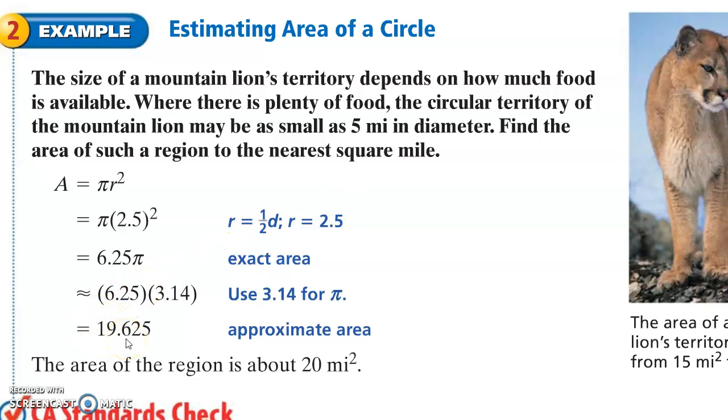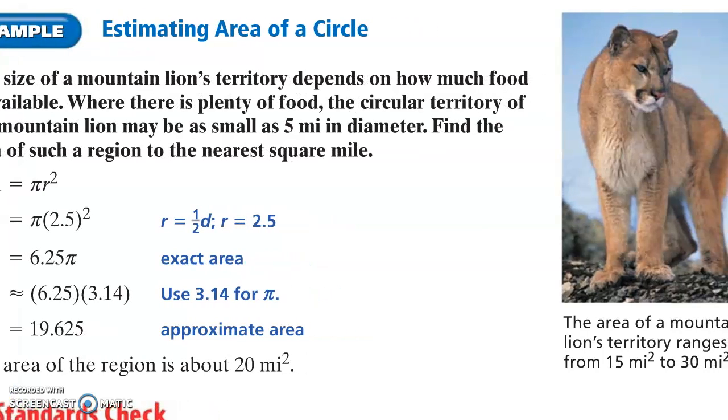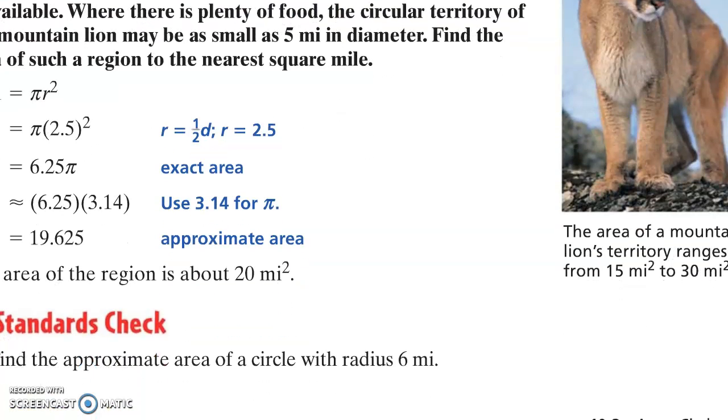19.625. Is that closer to 19 or closer to 20? Yes, very good. It's closer to 20. So the correct answer would be 20 square miles. This predatory cat right here would have an area of about 20 square miles that he would use to hunt.